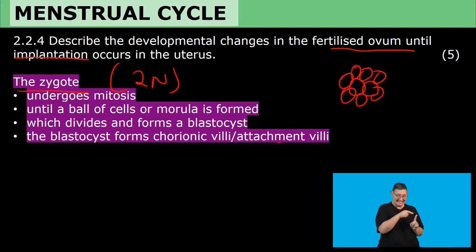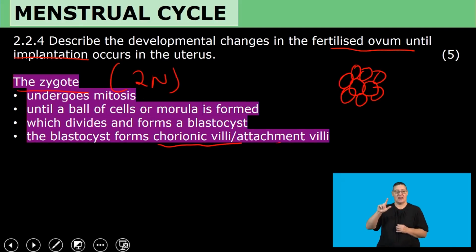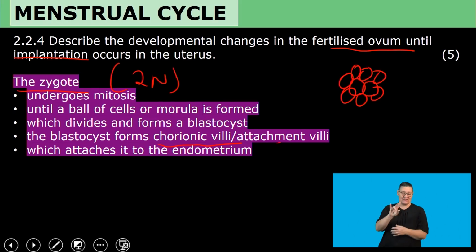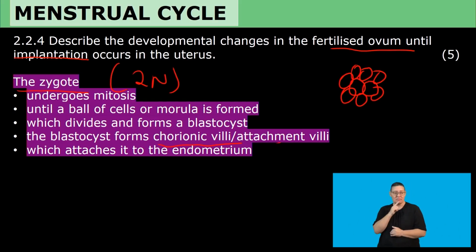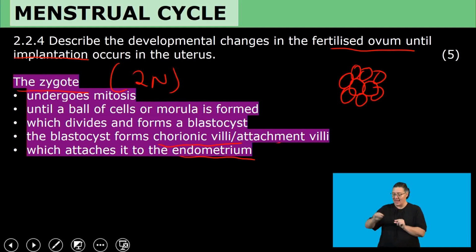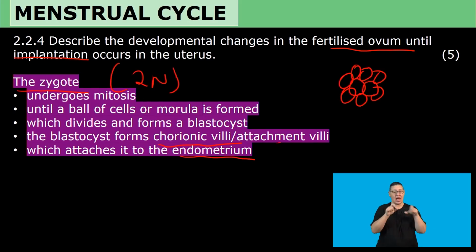The blastocyst forms chorionic villi or attachment villi, which will now make the zygote attach to the endometrium. Endometrium is the lining of the uterus. And I just want to also highlight this: implantation is that time of gestation when the embryo attaches to the actual endometrium.